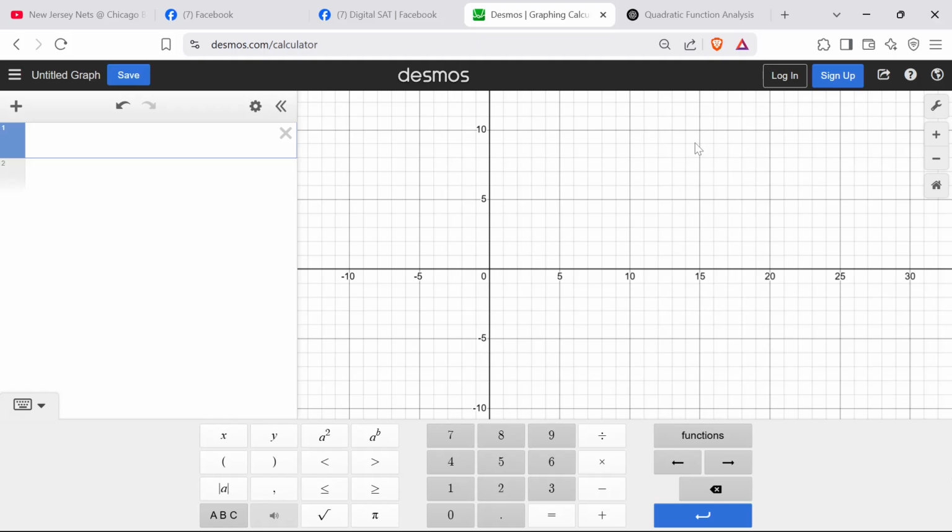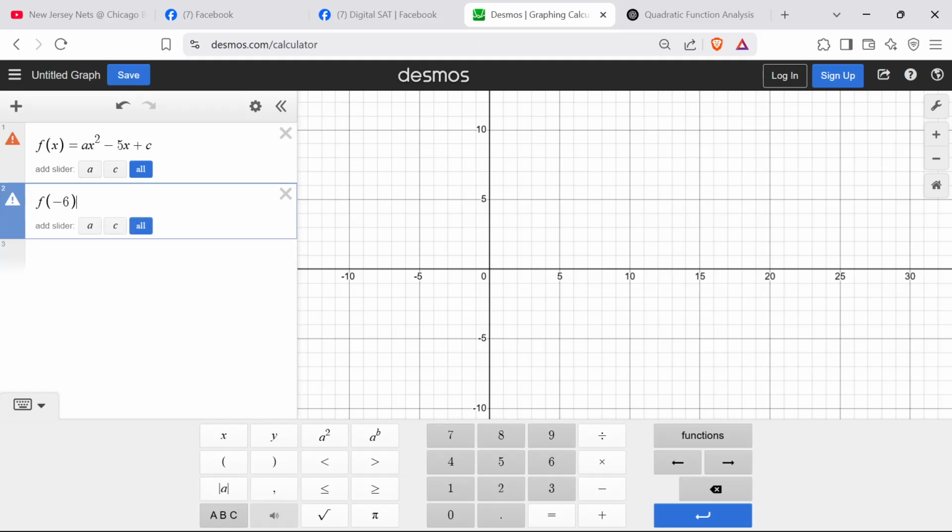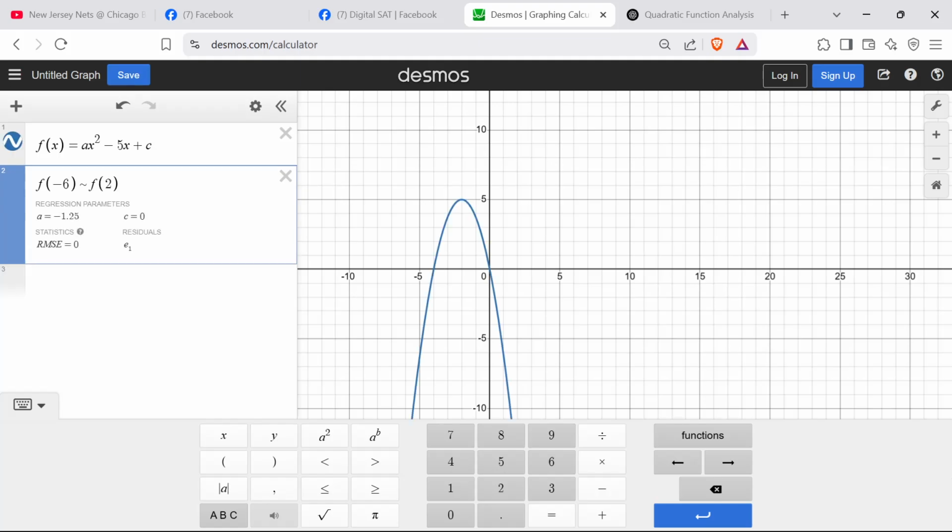I'm going to put this in Desmos. Let's see, I've got f of x equals ax squared minus 5x plus c. And then I'm going to put what I know, f of negative 6. Now these are parameters. I want it to figure out what a and c are. So I'm not going to use equal. I'm going to put a tilde, the cloud. It's shift and then the key next to the left of 1. F of 2. And then it says a is negative 1.25 and c is 0.